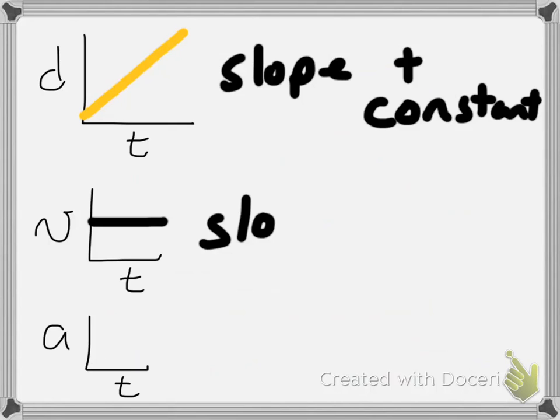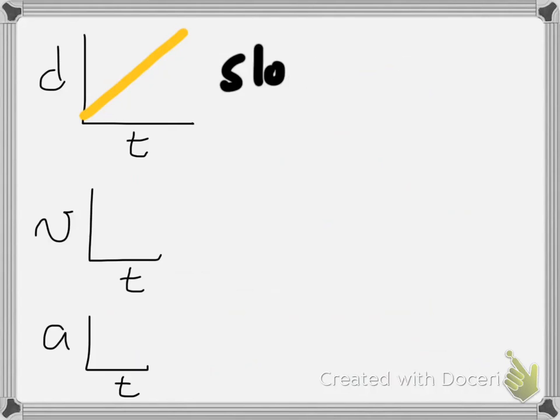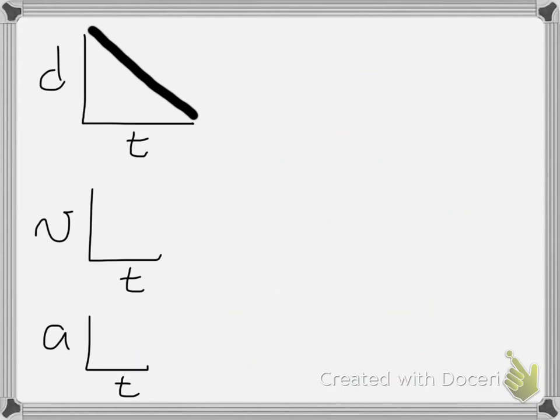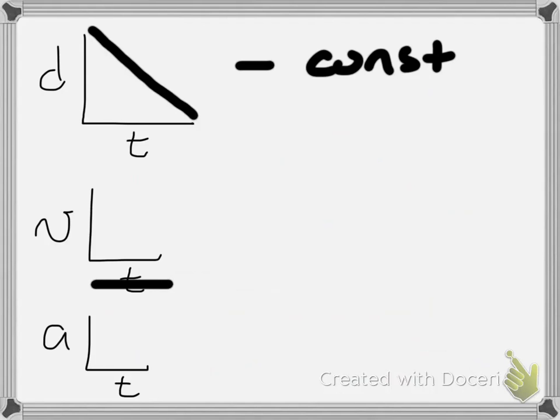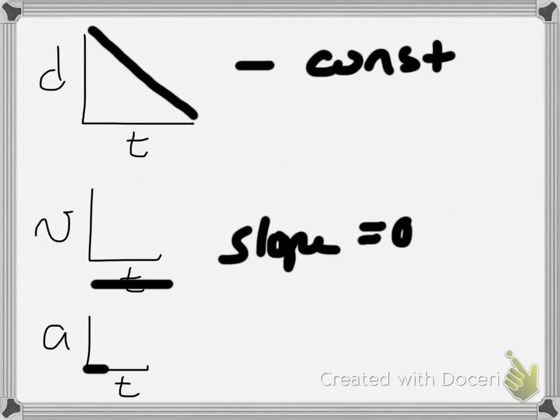And then we go back through here. Another thing you might see would be something like this, okay, where the displacement is decreasing over time at a constant rate. So in this case, the slope is negative, and it's still constant. Okay. So that means our velocity would be negative and constant. So that would be below the 0 line. Now because this is a straight line, our slope of this is 0. That means our acceleration is going to be 0.